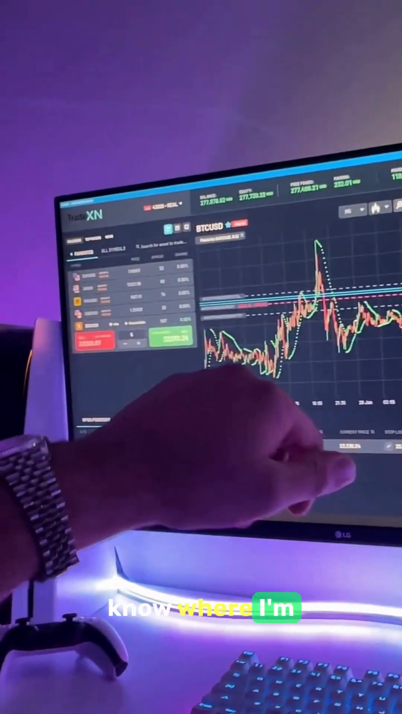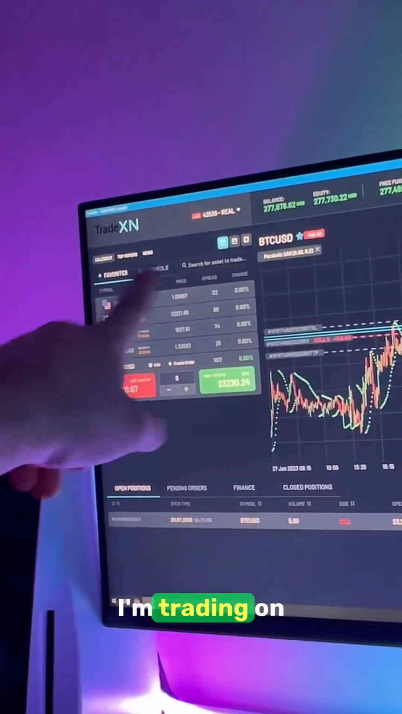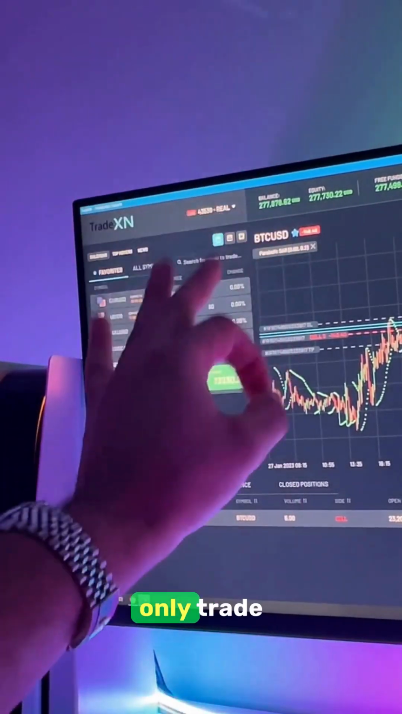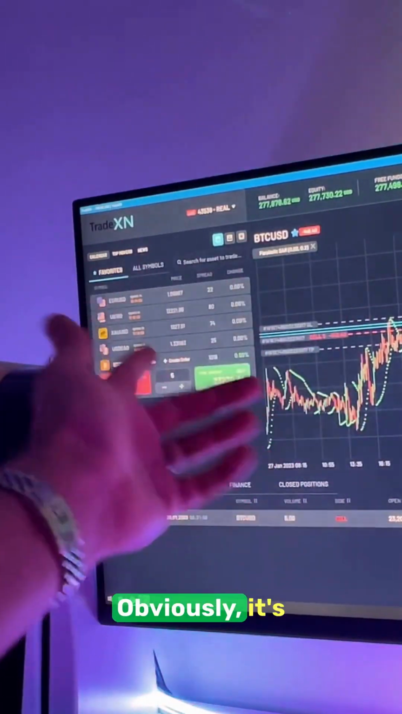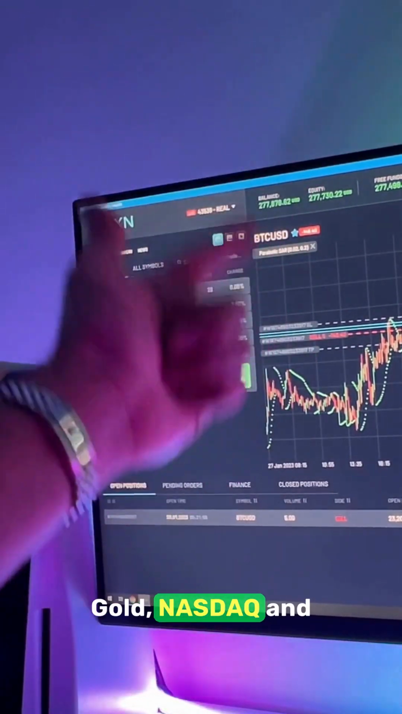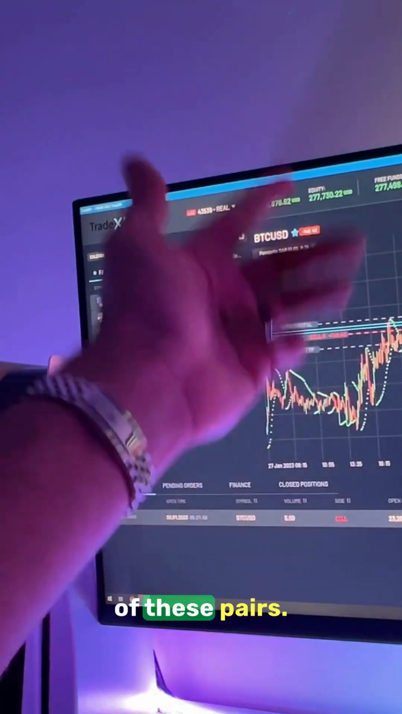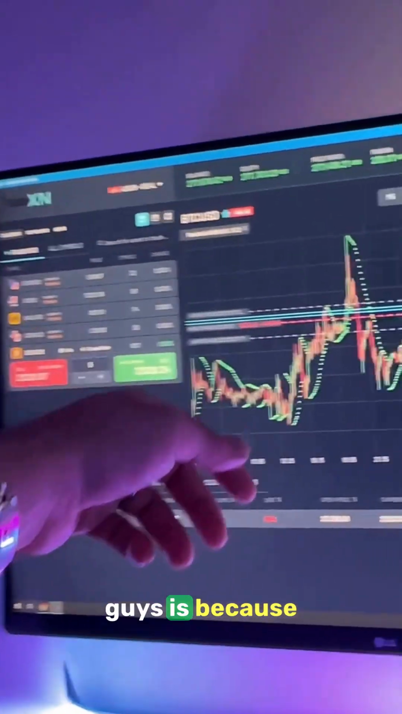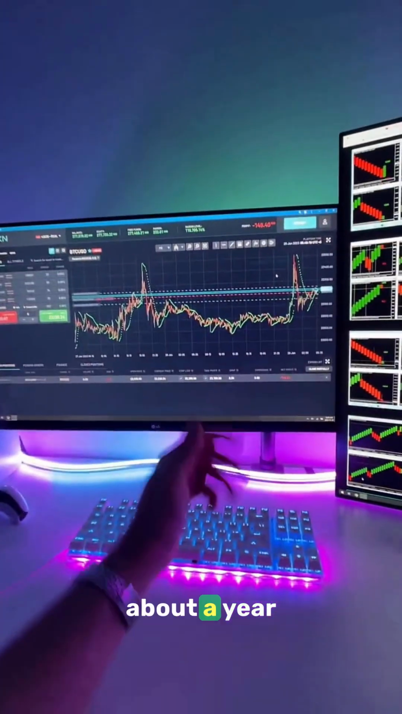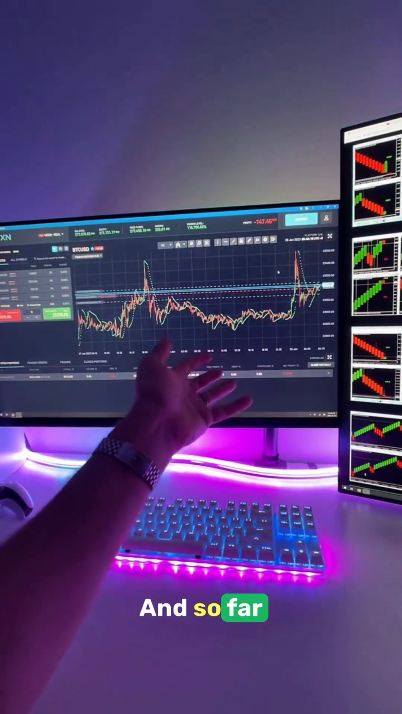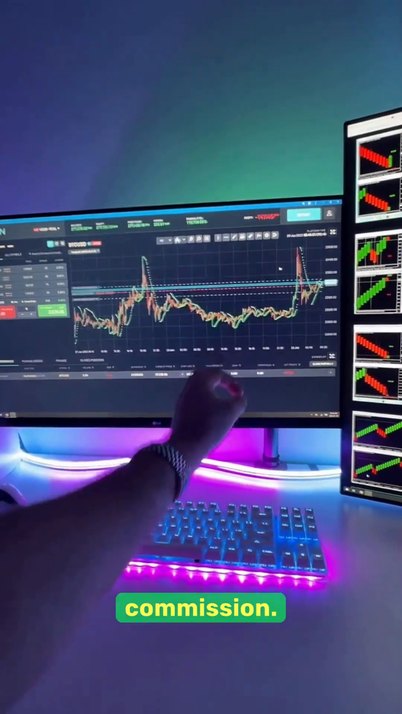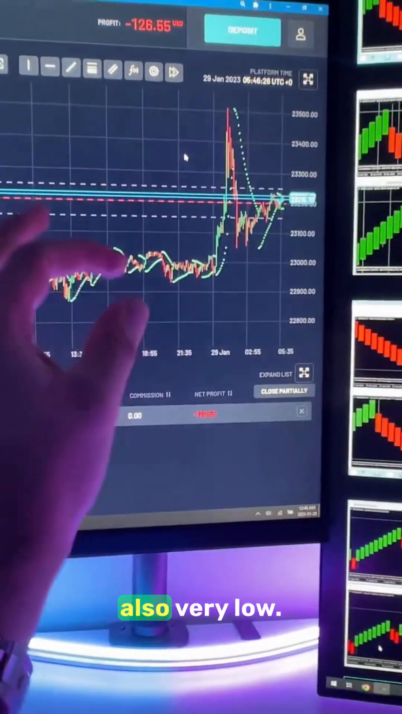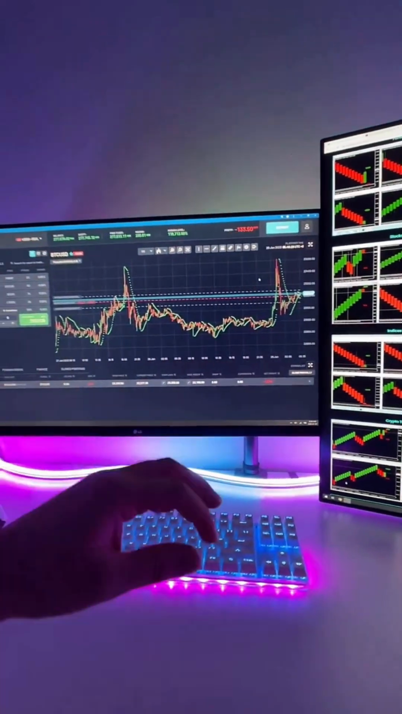And if you guys want to know where I'm trading, I know a lot of people are asking where I'm trading. I'm trading on tradexn.com. That's the broker I'm using because you guys know I don't only trade crypto. I actually trade gold. Obviously, it's closed right now. Gold, NASDAQ, and Bitcoin. So I'm actually trading all three of these pairs, and I could do that all here. And the reason I'm using these guys is because it's actually been about a year so far, and so far so good. They have zero commission. I'll show you guys right here. Look, commission is zero. They just have spread, which is also very, very low, right?